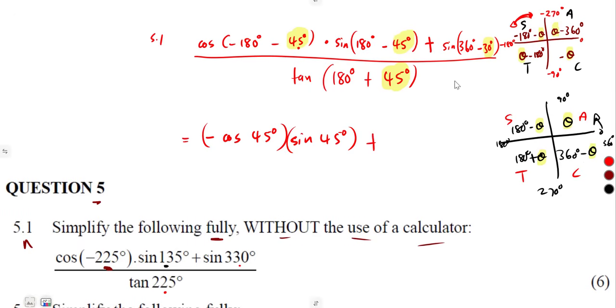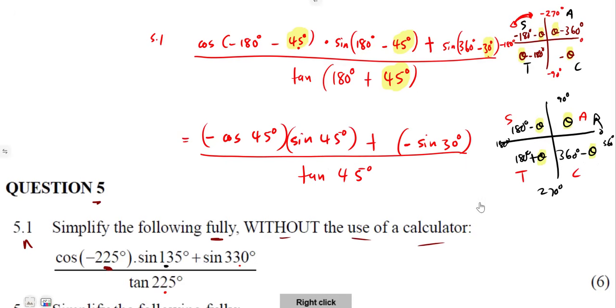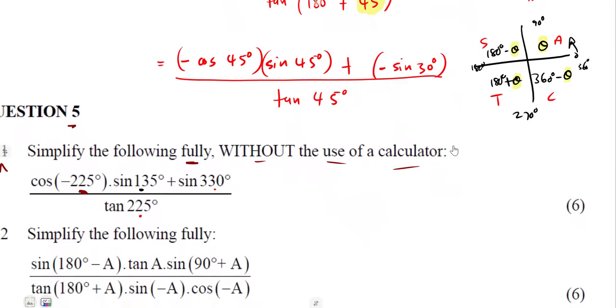All right, plus here it is sine 360 degrees minus 30 in the fourth quadrant. Then that is for cos. So sine is what? Negative. So that's negative sine of 30 degrees. Everything over what? The tan of 180 degrees plus 45. This is 180 plus theta in the third quadrant, and that's for tan. So tan is going to be positive. So that's tan 45, all right? Just like that. So we can simplify further.